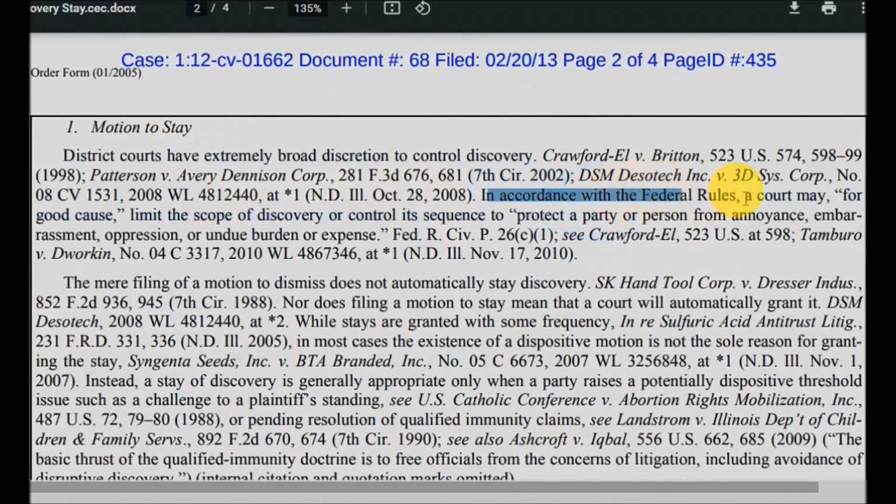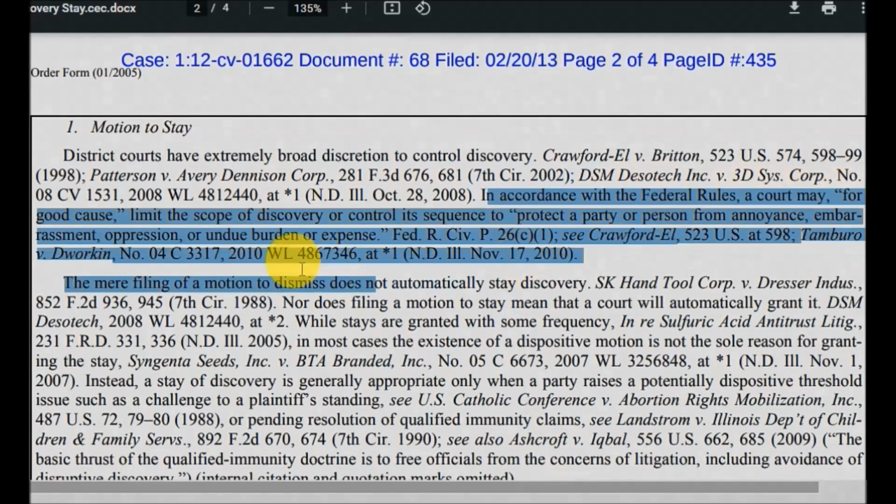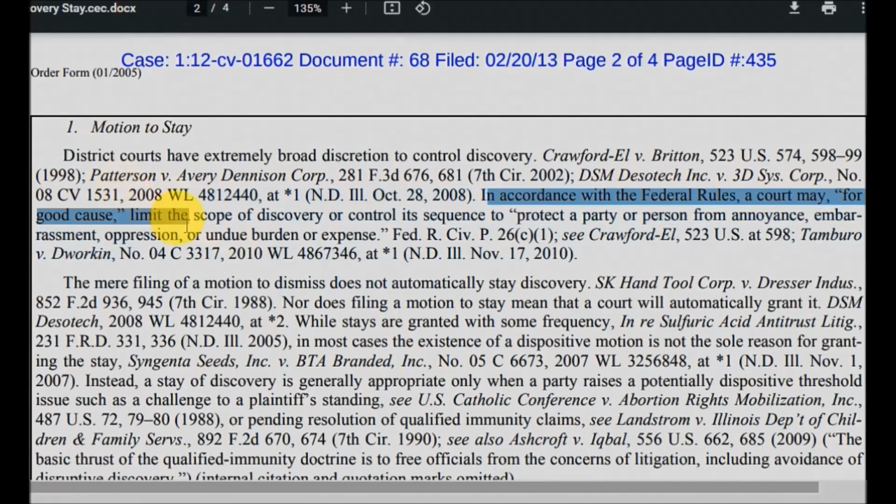In accordance with federal rules, a court may, quote, for good cause, limit the scope of discovery or control its sequence to, quote, protect the party or person from annoyance, embarrassment, oppression, or undue burden or expense. Remember, I mentioned this as one of the reasons, judicial economy.